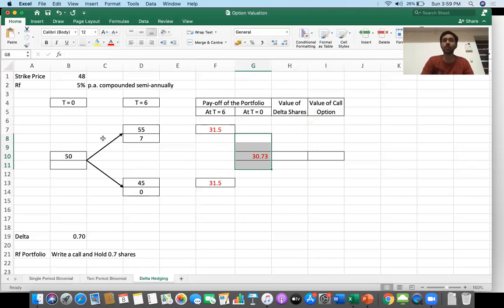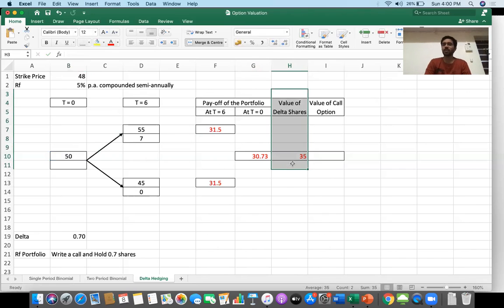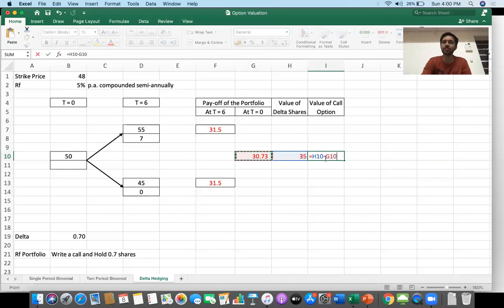Okay. Now we know what the value of a share today is. It is $50. And the value of 0.7 shares will be 50 into 0.7. Therefore, for buying delta shares today, which is for buying 0.7 shares, you need to pay 35. And for buying a portfolio, which includes these delta shares and a written call option, you need to pay 30.73, right? So obviously the premium that you're receiving for writing the call option is 35 minus 30.73, which is 4.27.